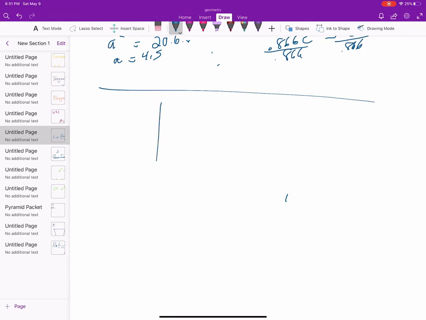Draw another triangle. Okay, I'm going to put my angle up here this time. I'm going to call it 70. Here's my 90. I want to make this 10. Alright, I want to find C.